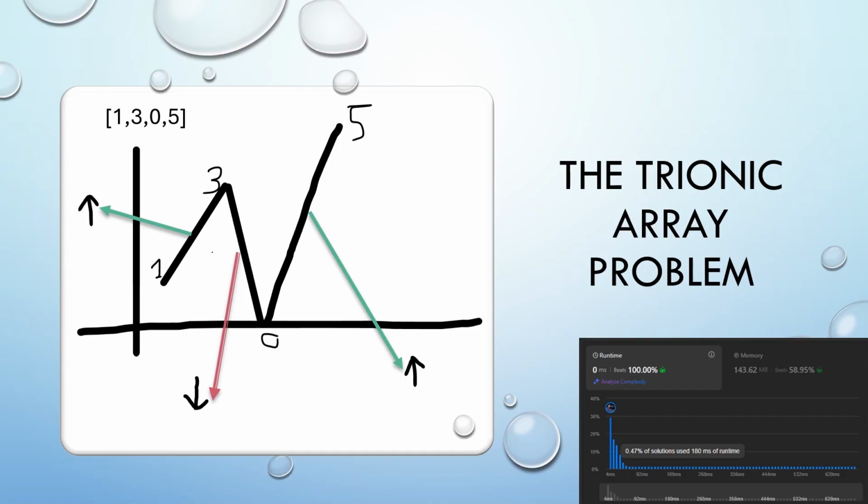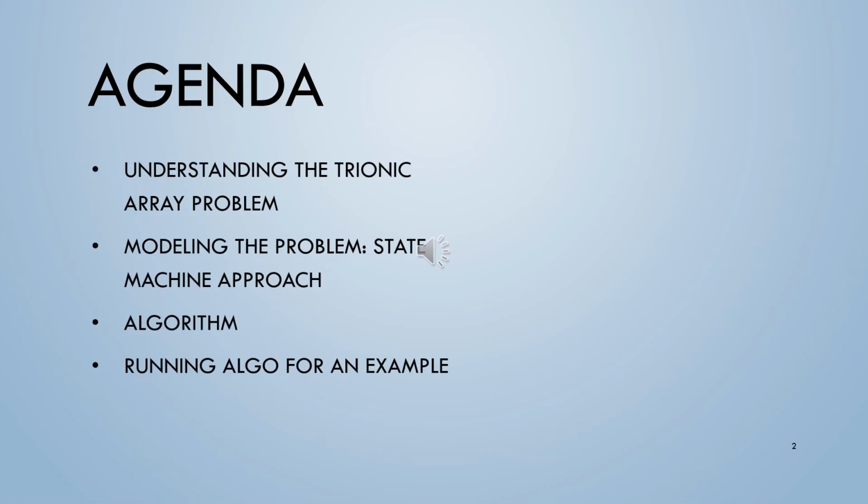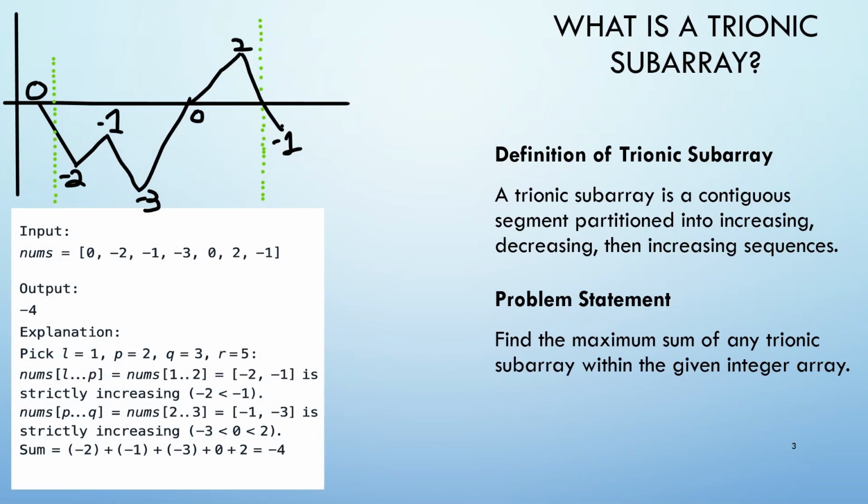So what is the problem? The problem statement is we have to find the Trionic subarray having maximum sum. For an example, let's take another example with a little bit more elements where we'll understand the problem clearly. The array is 0, -2, -1, -3, 0, 2 and -1. And the question is find the maximum Trionic subarray sum.